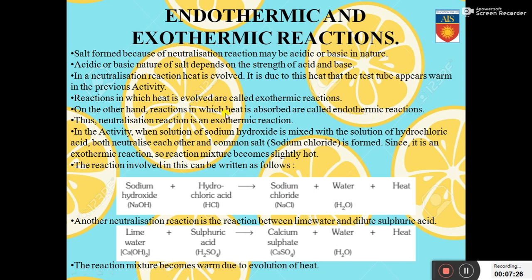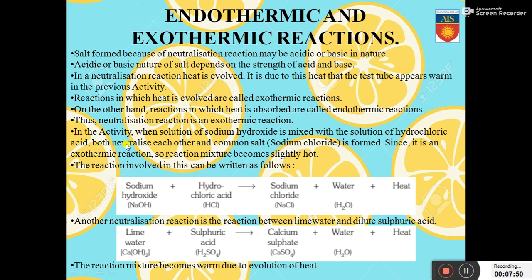Thus, a neutralization reaction in which heat is being produced is an exothermic reaction. It is producing heat. In the activity, when the solution of sodium hydroxide is mixed with the solution of hydrochloric acid, both neutralize each other and common salt, sodium chloride, is formed. Since it is an exothermic reaction, the mixture becomes slightly hot.